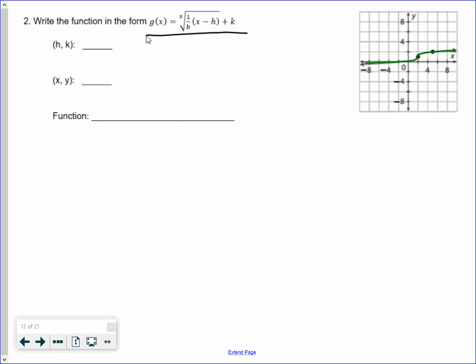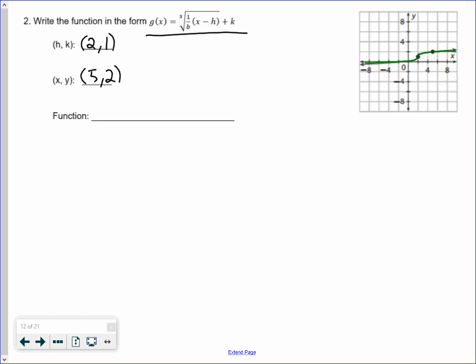So our hk point here is 2, 1. Now we need to choose an xy point. I'm going to say it again: it doesn't matter what point you choose for your xy point. It just has to be on the graph, and it cannot be your hk point. They gave us another point we can use at 5, 2. So that's the point we're going to use, 5, 2.